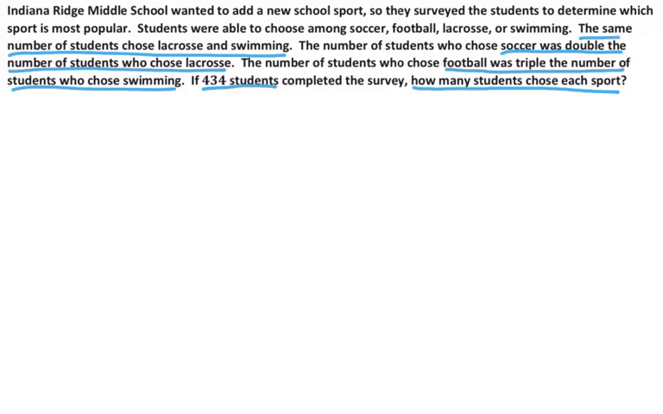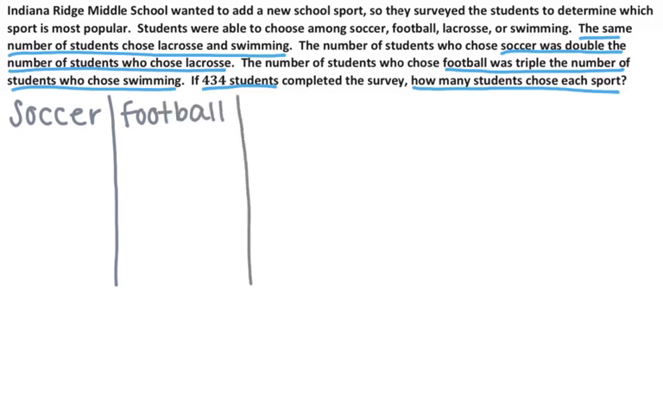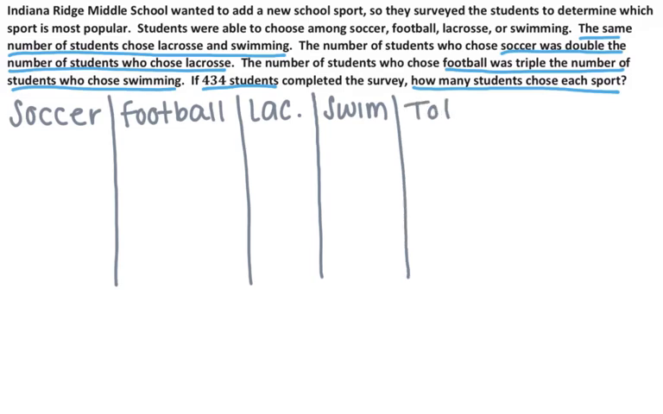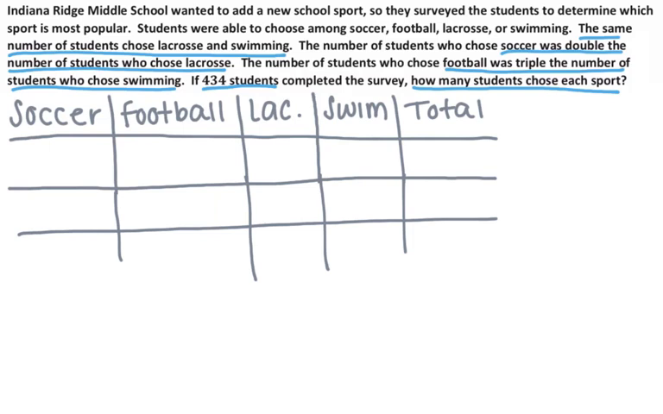Alright, so I'm going to start by making a table. So we have soccer and football and lacrosse, and I'm just going to abbreviate these, and swimming, and then total. Okay, so we know that the total number of students is 434, so I'm going to put it down here. And now we need to fill in this first row in our chart.